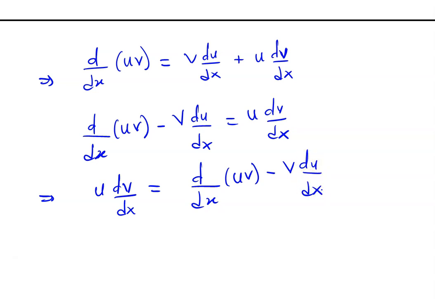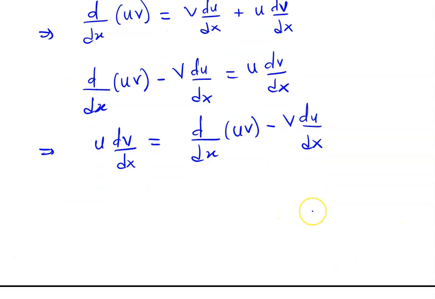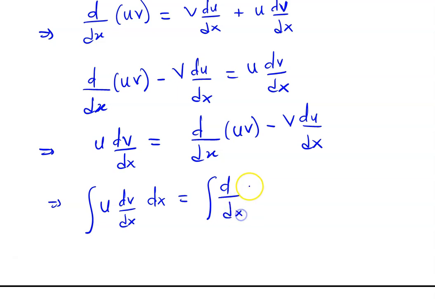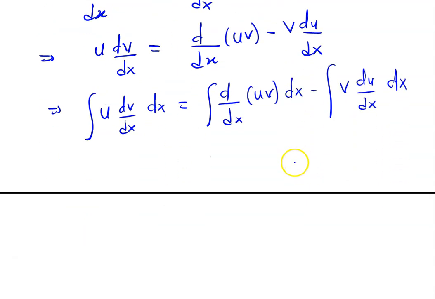Very good. So assuming we are integrating all sides with respect to x, if you integrate this side, u dv/dx with respect to x, then integration of d/dx of uv with respect to x, minus integration of v du/dx with respect to x. Now what do we get?